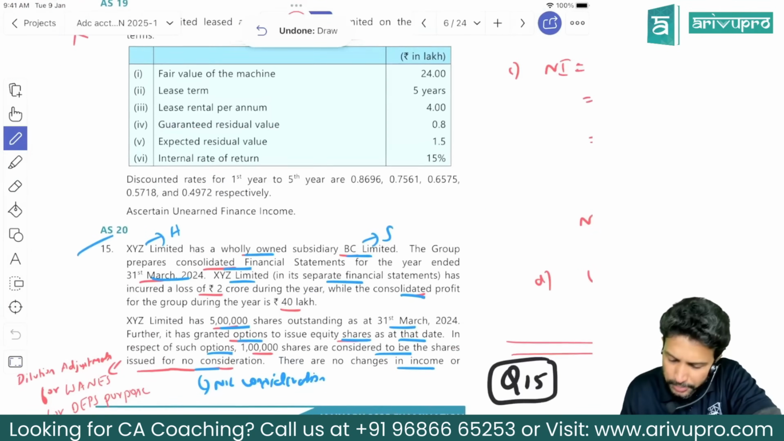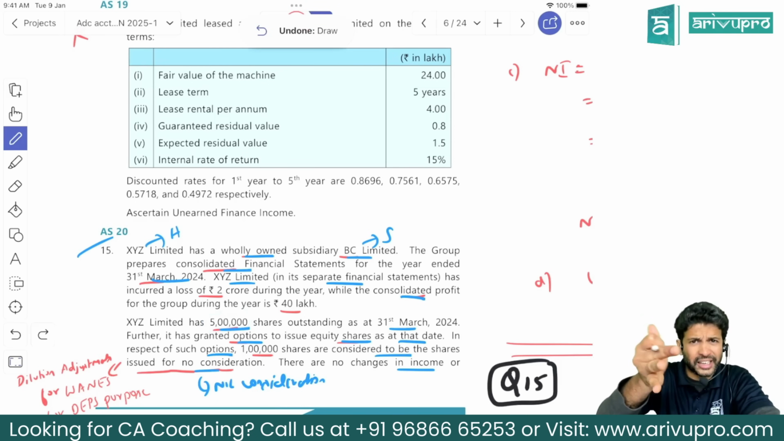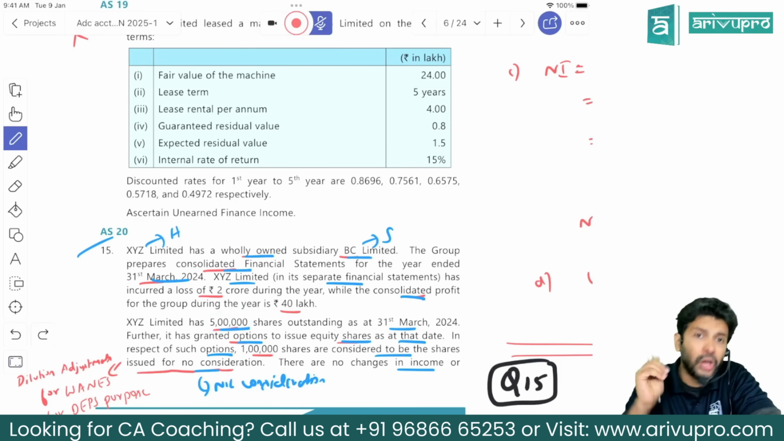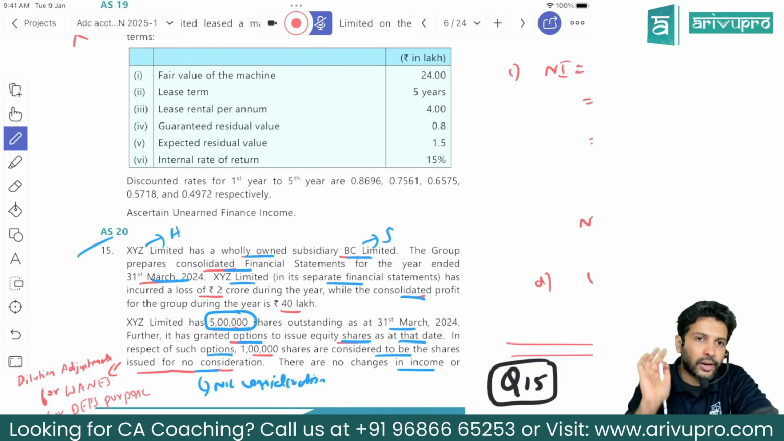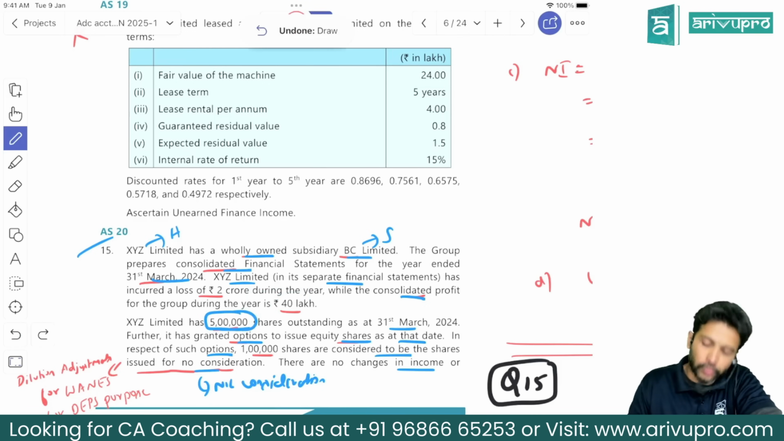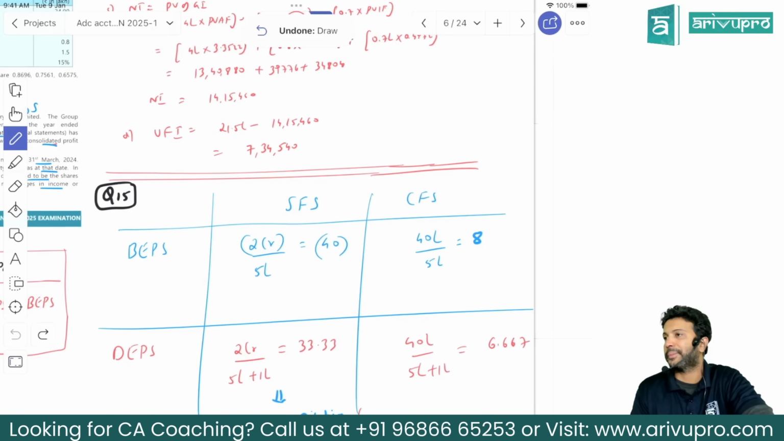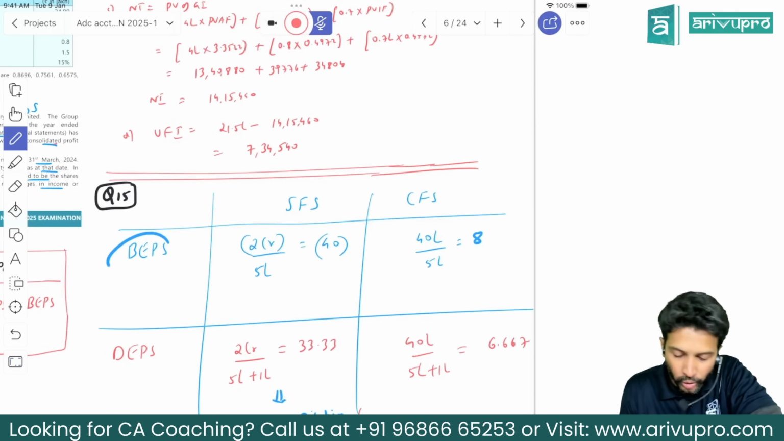At CFS, how much is the profit of the group? 40 lakh. The group means obviously X. When you prepare consolidated financial statements, will you show the subsidiary's share capital in CFS? No. Only the holding company's share capital will come. So 5 lakh shares only. Profit is 40 lakh, number of shares is 5 lakh. So when you calculate basic EPS at CFS level, it will come to 8 rupees. Any doubt on this?